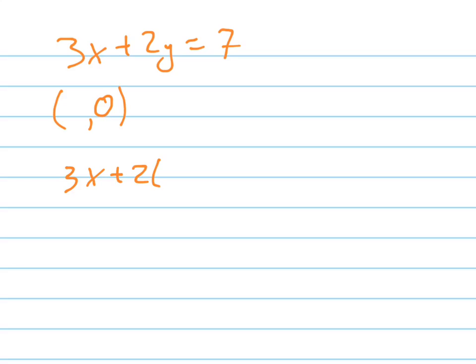3x plus 2 times 0 equals 7. Let's solve that. That goes away. 3x equals 7. X equals 7/3. 7/3 is the x-intercept: 7/3, 0.